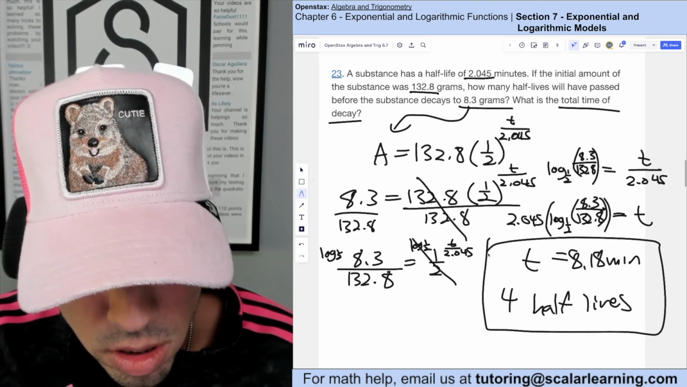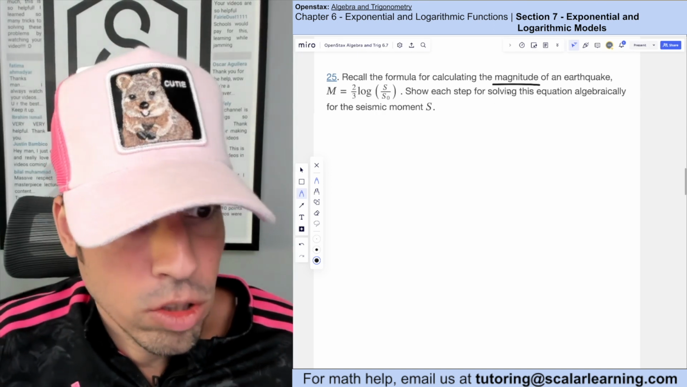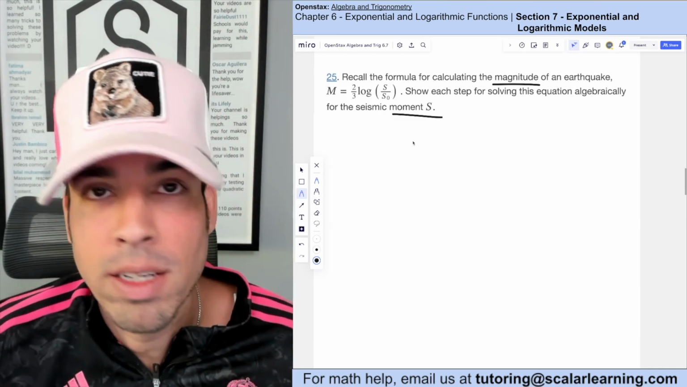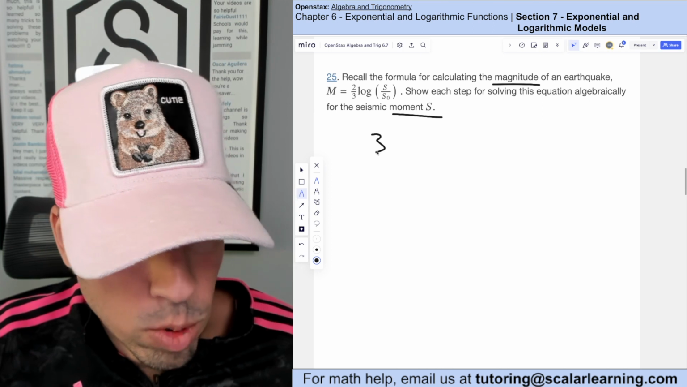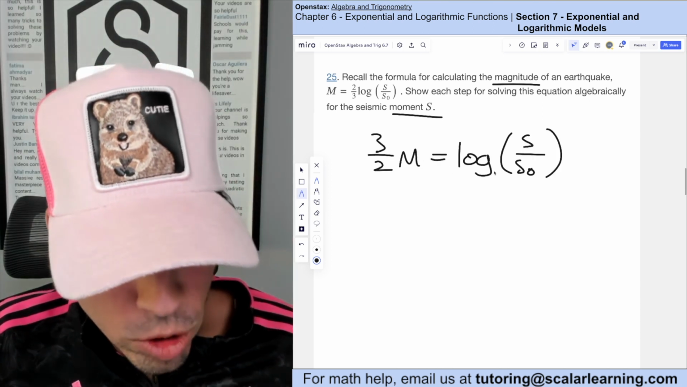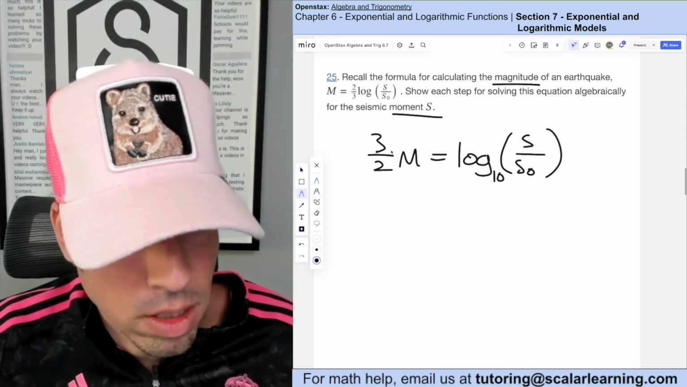There's your answers. Done. Recall the formula for calculating magnitude of an earthquake. Show each step for solving the equation algebraically for S. So basically, we're isolating S. So let's start by first getting rid of the 2/3, which is multiplying by the reciprocal of 3/2. Now we're into this equation, which is log base 10, right? If there's no base, it's base 10. Log base 10 of this equals this.